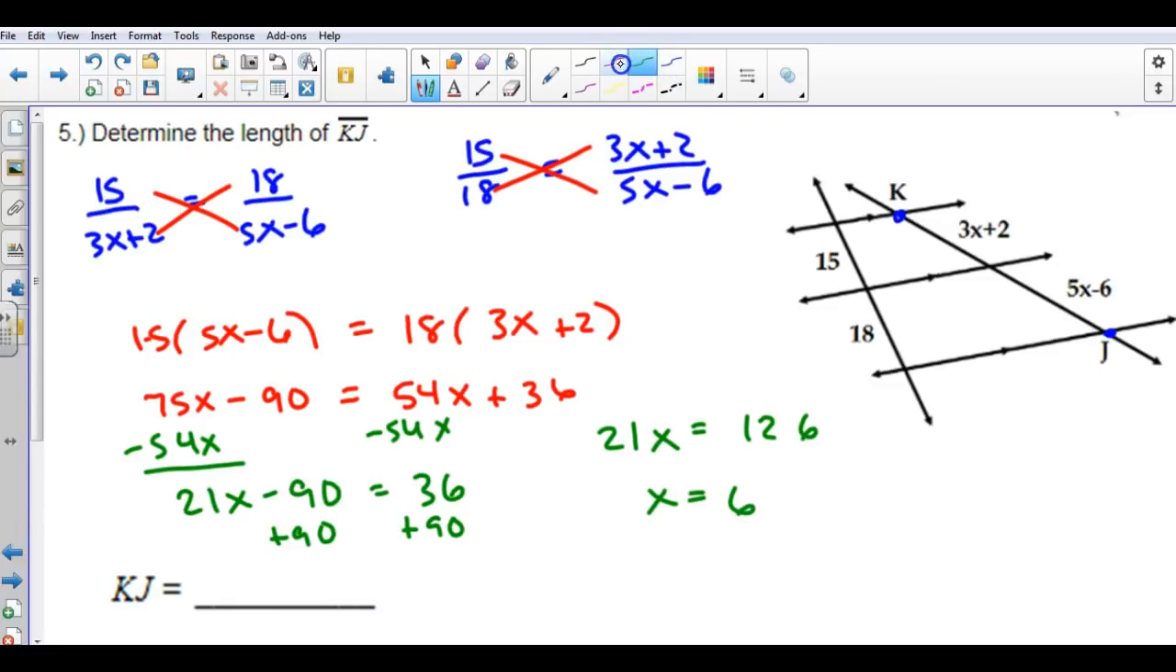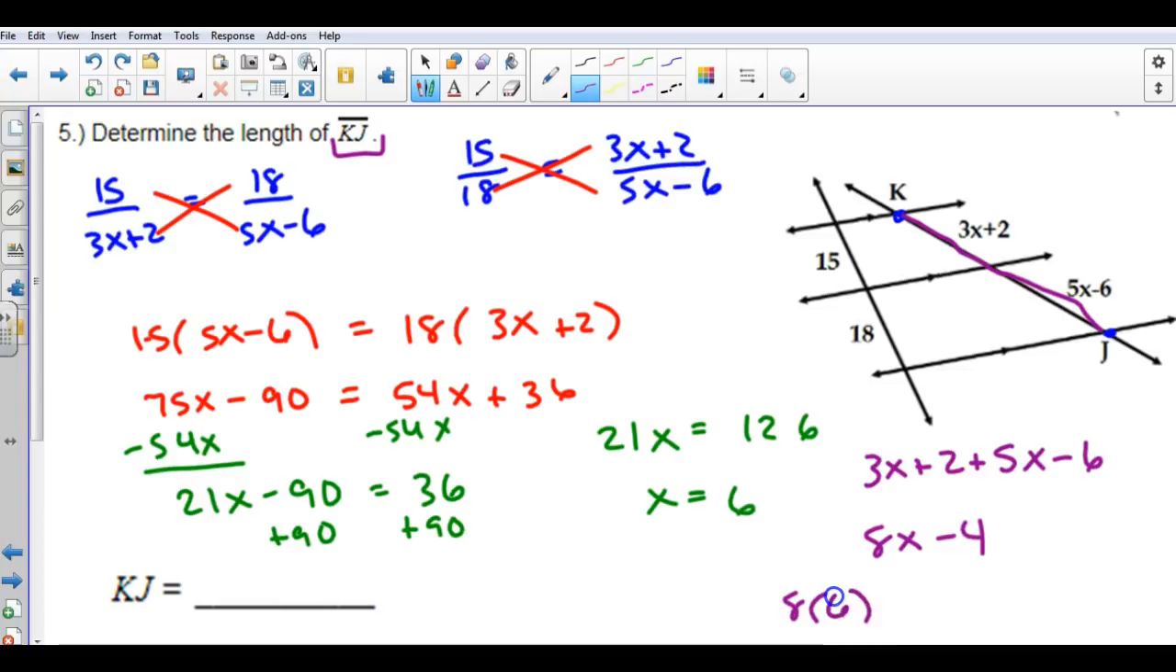So we don't want to stop there. That is the x value, but that's not our answer to the problem. The problem wants to know the length of that segment. So what I'm going to do is create an expression very similar to the way we did that first problem. I'm going to create an expression that represents this entire length. So I know that if I do 3x plus 2 and I add my 5x minus 6, I'll get that length. So that's 8x minus 4 is the entire length of that segment. And all that I have to do is substitute an x value of 6 in for x. So I get 48 minus 4. And our answer then for KJ is 44.